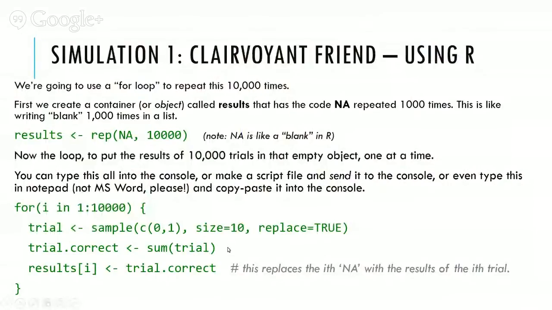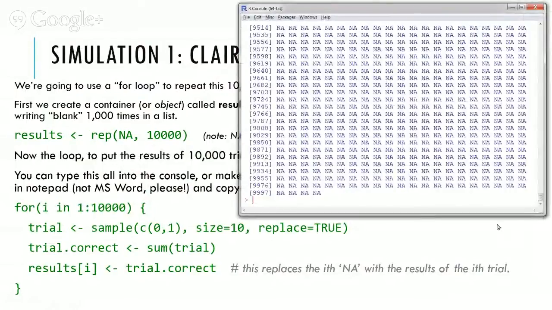Anyway, if you run this, and I'll just type this, for i in 1:10000, that's how you do from something to something else. And then I'm going to do the open bracket, and R will change its prompt to this that says, I'm still waiting for more. You're not done yet. I'm not going to calculate anything.